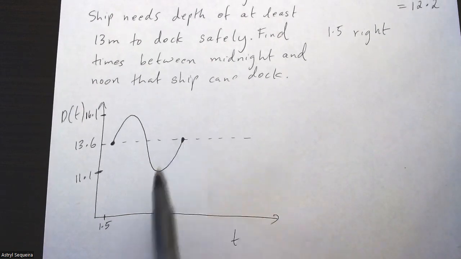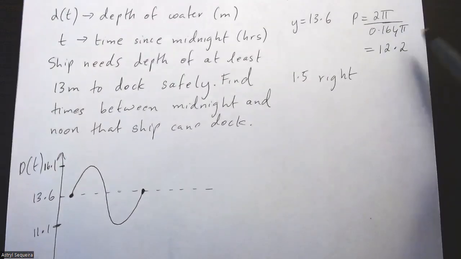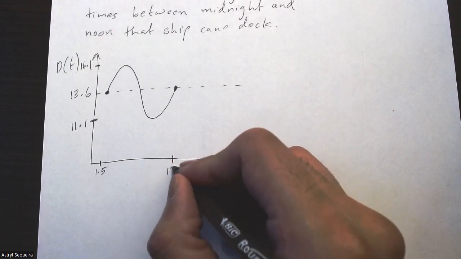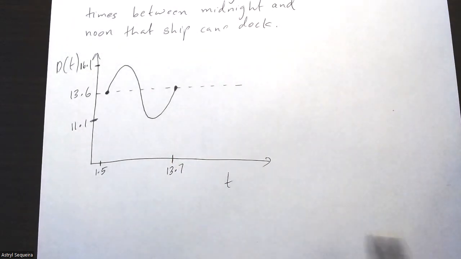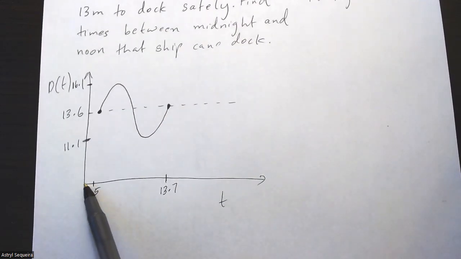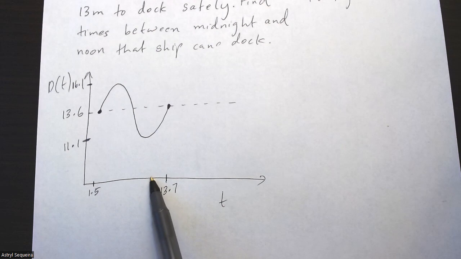Find this ending point over here. I'm just going to do 1.5 plus the entire period, which is 12.2. So 1.5 plus 12.2 is just 13.7. So that's one period over there. That covers more than midnight to noon, because midnight is over here at 0, which means the noon will be somewhere over here, which is at approximately 12.